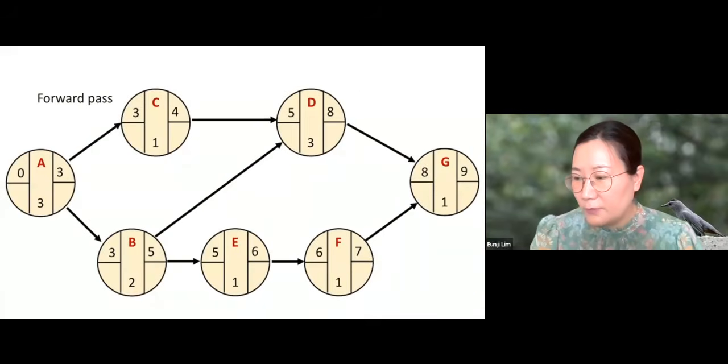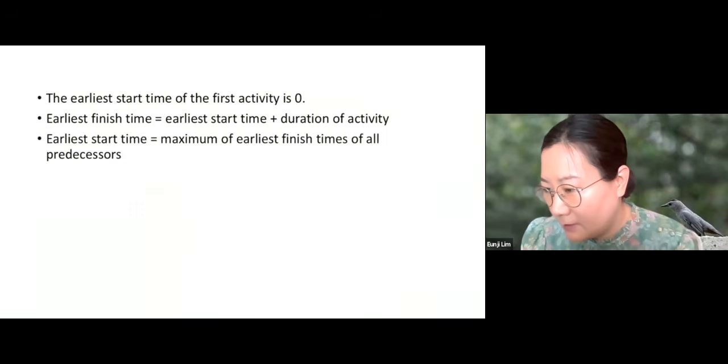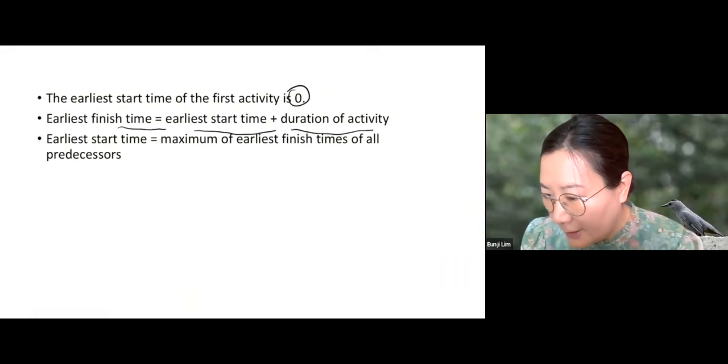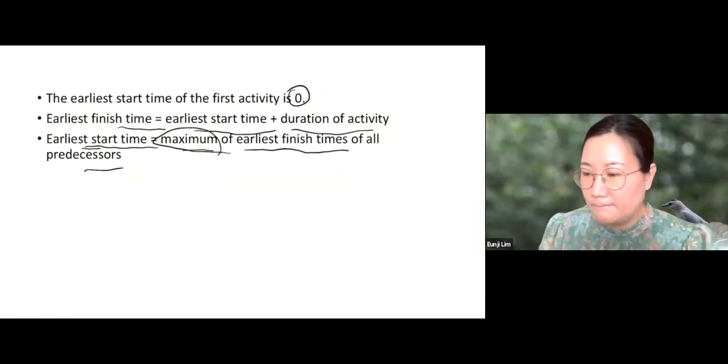Let's summarize what we discussed so far. The earliest start time of the first activity is 0. The earliest finish time is the earliest start time plus the duration of the activity. And if you have more than one predecessor, you compute the earliest start time by looking at all the earliest finish times of all the predecessors and take the maximum value of all of these.